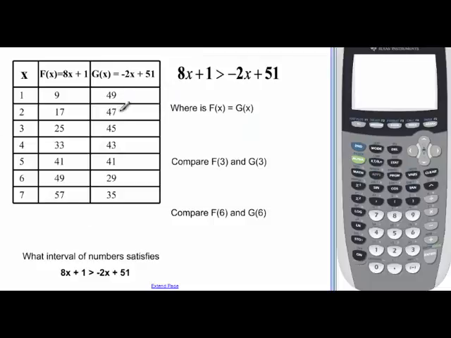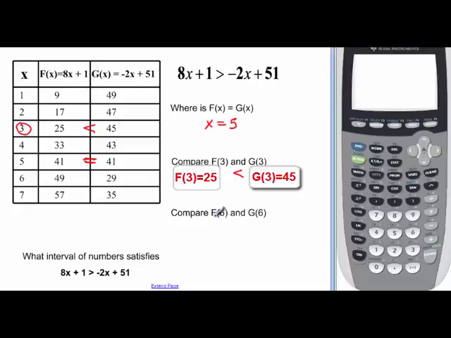Let's look at some examples that are from a table. So in this example, I'm going to kind of lead you to where it is. So where is f of x equal to g of x? Well, if you look at the table, when the y values are the same, then I know that it's equal. So we would say that they're equal at x equals 5. Now it says compare f of 3. Well, at f of 3 and g of 3, we have 25 for f of 3 and 45 for g of 3. So f of 3 is less than g of 3. So there's a less than in here.